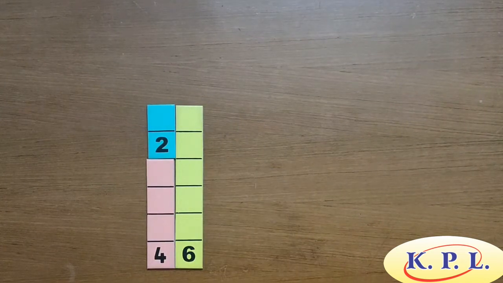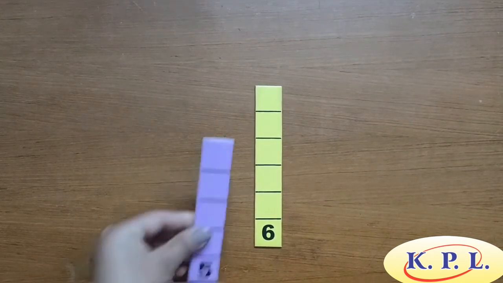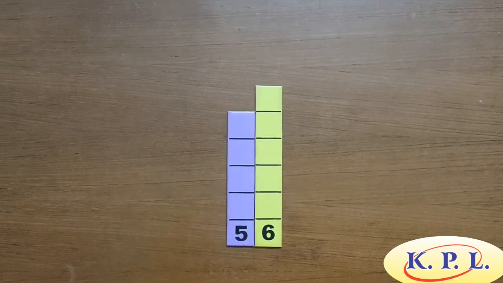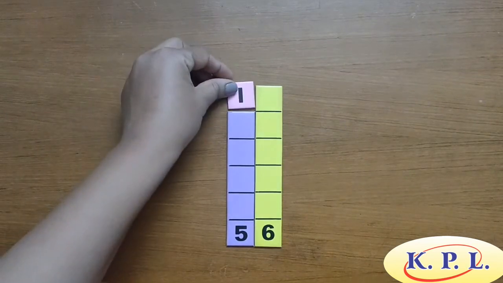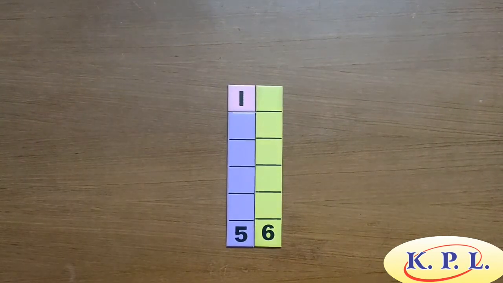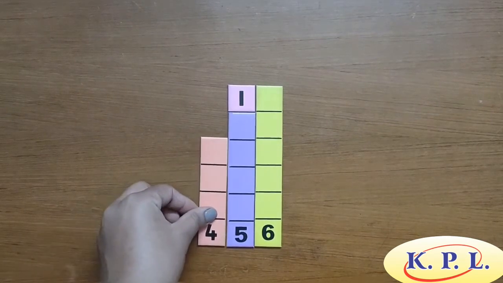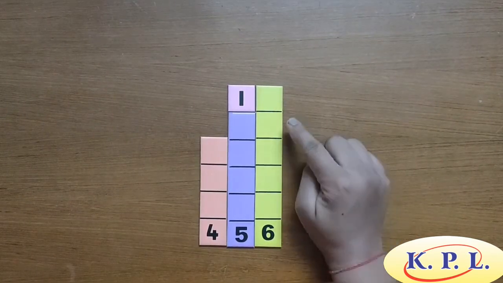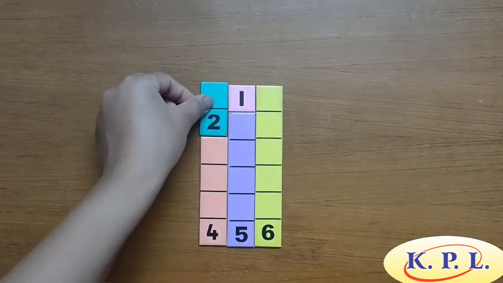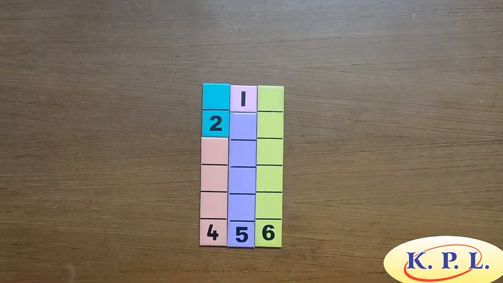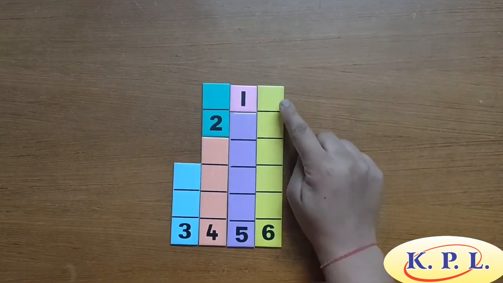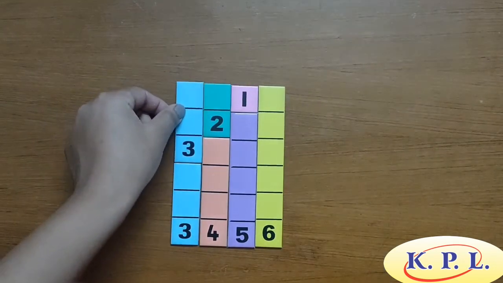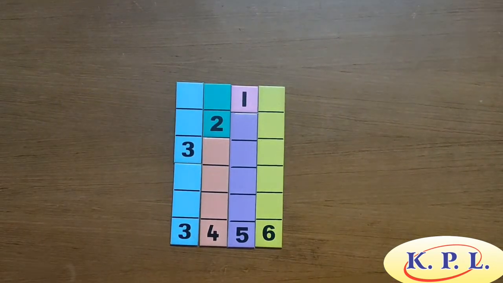Can you tell me in how many ways we can present 6? Like, if I take step 5, how many steps do I need to make it 6? 1 step. 5 plus 1 is 6. Next, I take step 4. I will need 1, 2 steps. 4 plus 2 is 6. Here I place step 3. Now, 1, 2, 3. 3 steps are required to make it 6.